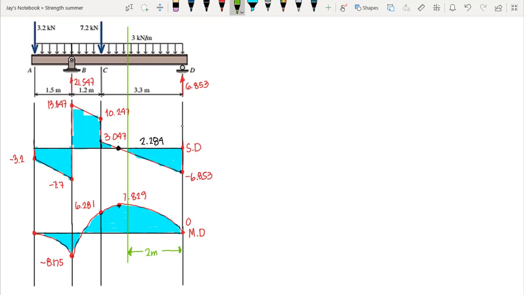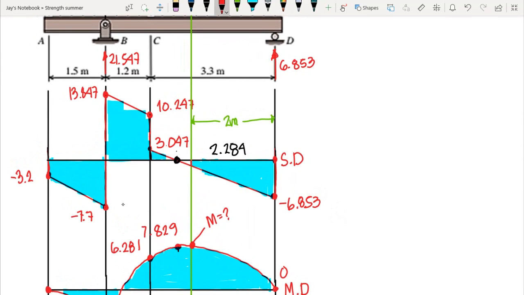So how are we going to compute for our moment? You can either use shear equation, moment equation, or you can just cut at this point, then sum up moment, or you can just use the shear and moment diagram. Okay, so we know this is 2 meters. So we need to identify the moment at this point. To compute for that moment, we need to identify first the area of this small triangle in the shear diagram.